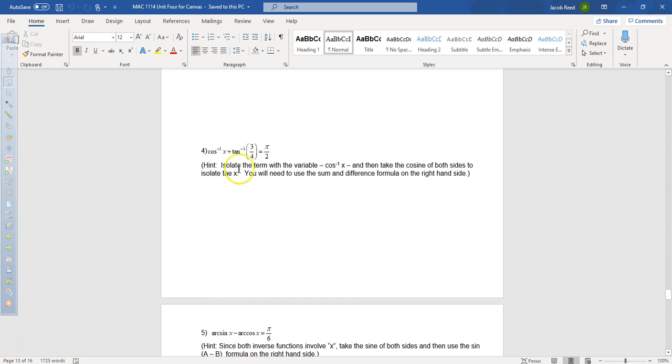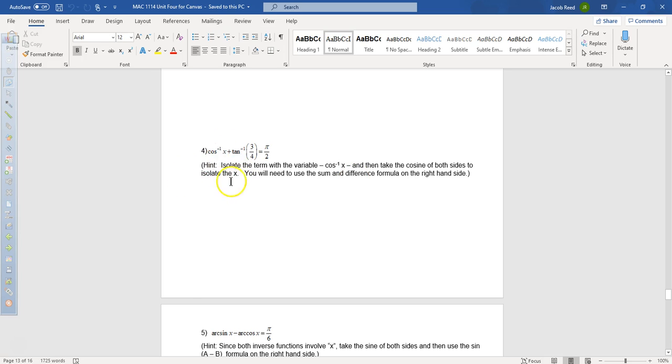Number 4, a little trickier. Isolate the term with the variable, cosine inverse, and then take the cosine of both sides to isolate the x. You will need to use a sum or difference formula on the right-hand side.